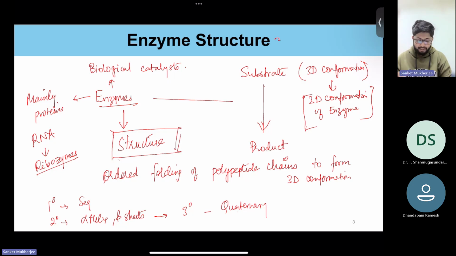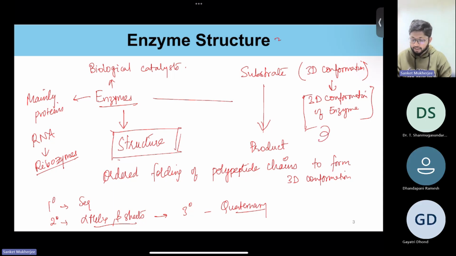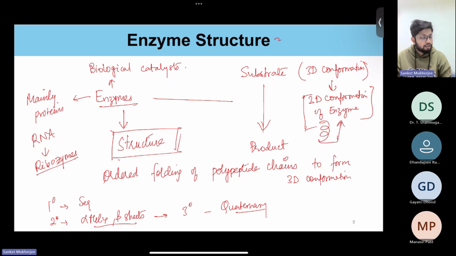In secondary structure, the alpha helices and beta sheets are also sometimes joined. Alpha helices look something like this, and beta sheets are usually drawn like this. They are usually joined using loops, which are essentially unstructured loops.